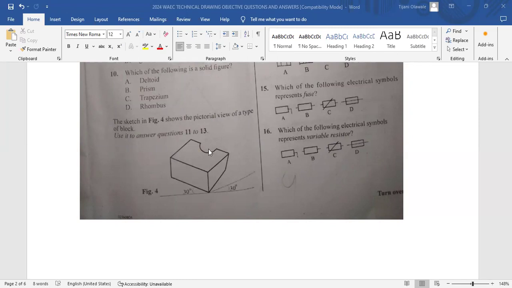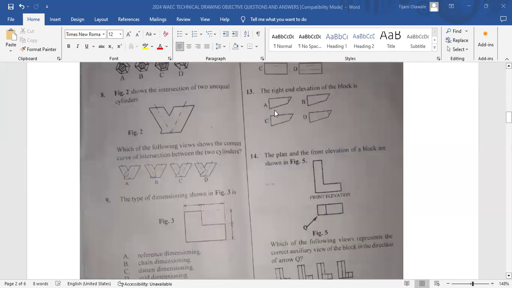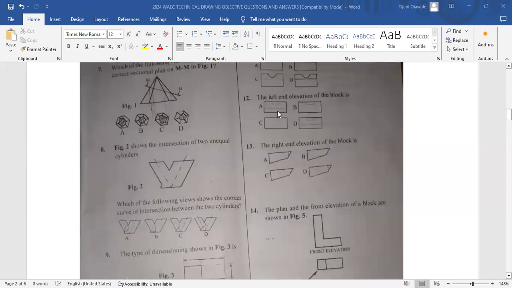Okay, so it is not even. The shape here is not going to be a rectangle. So if it's a rectangle, the options are not even correct. But if it is being viewed in this direction, the option that I will take here for question 12 is option A as the answer to that question.